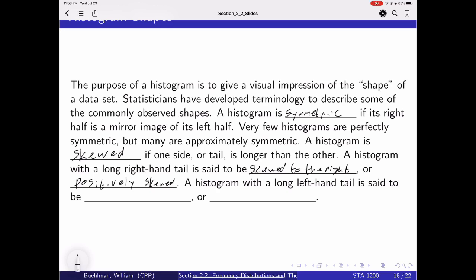Or if the tail is pointed to the left, it would be skewed to the left, or negatively skewed. But again, we don't typically say positively skewed and negatively skewed. It's a lot more common that we say it's either skewed to the right or skewed to the left.